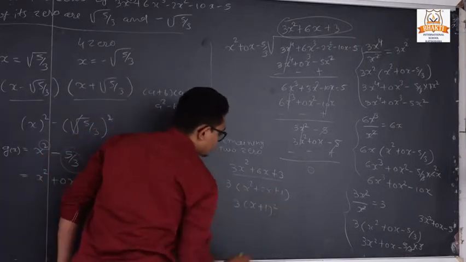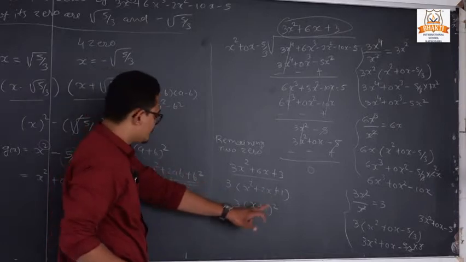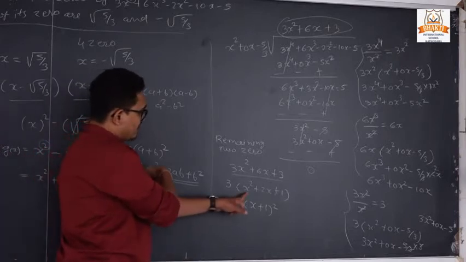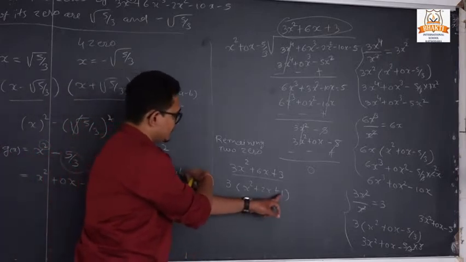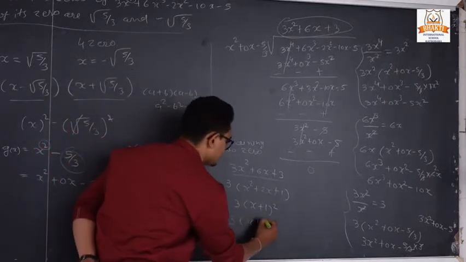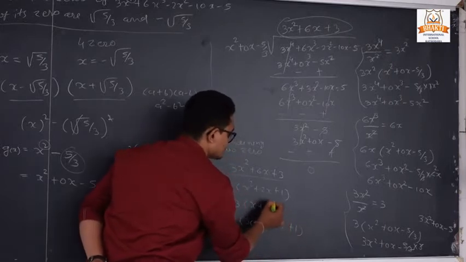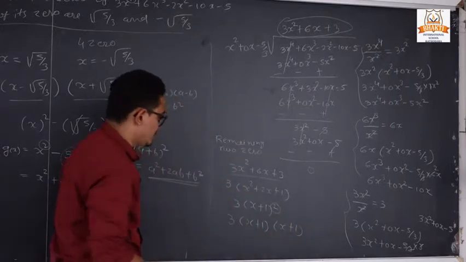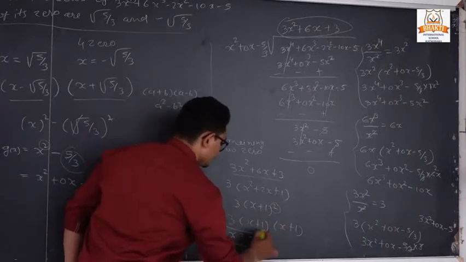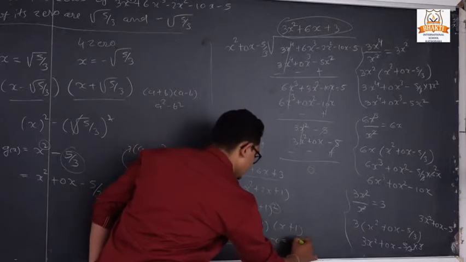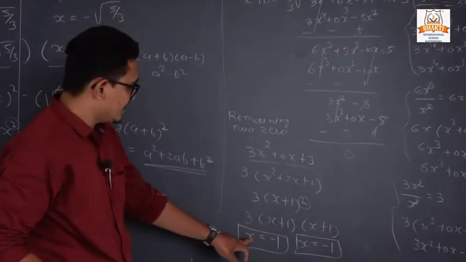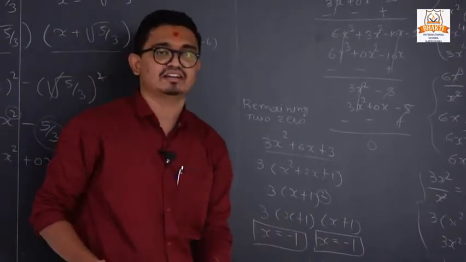If we write 1 here, it will remain the same. So from reverse we can also get (a plus b) all square, because a is equal to what? x, and b means what? It is 1. So we can also write it like that. So now finally x plus 1, because here we have a square, so we can write 2 times. So the remaining 2 zeros: if it is going to the second side, x is equal to minus 1. And if it is going to the second side, the answer will remain the same. So the remaining 2 zeros are x is equal to minus 1 and x is equal to minus 1.